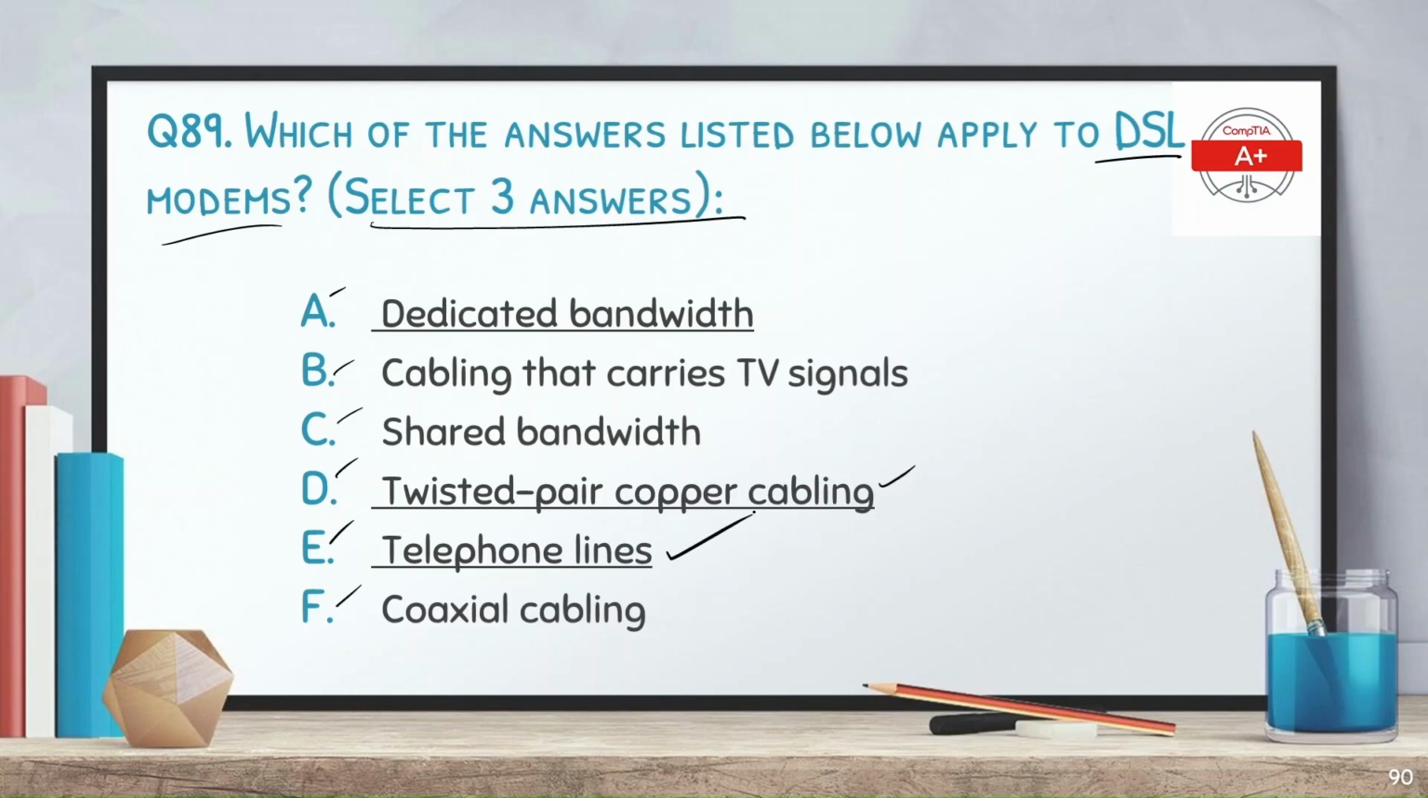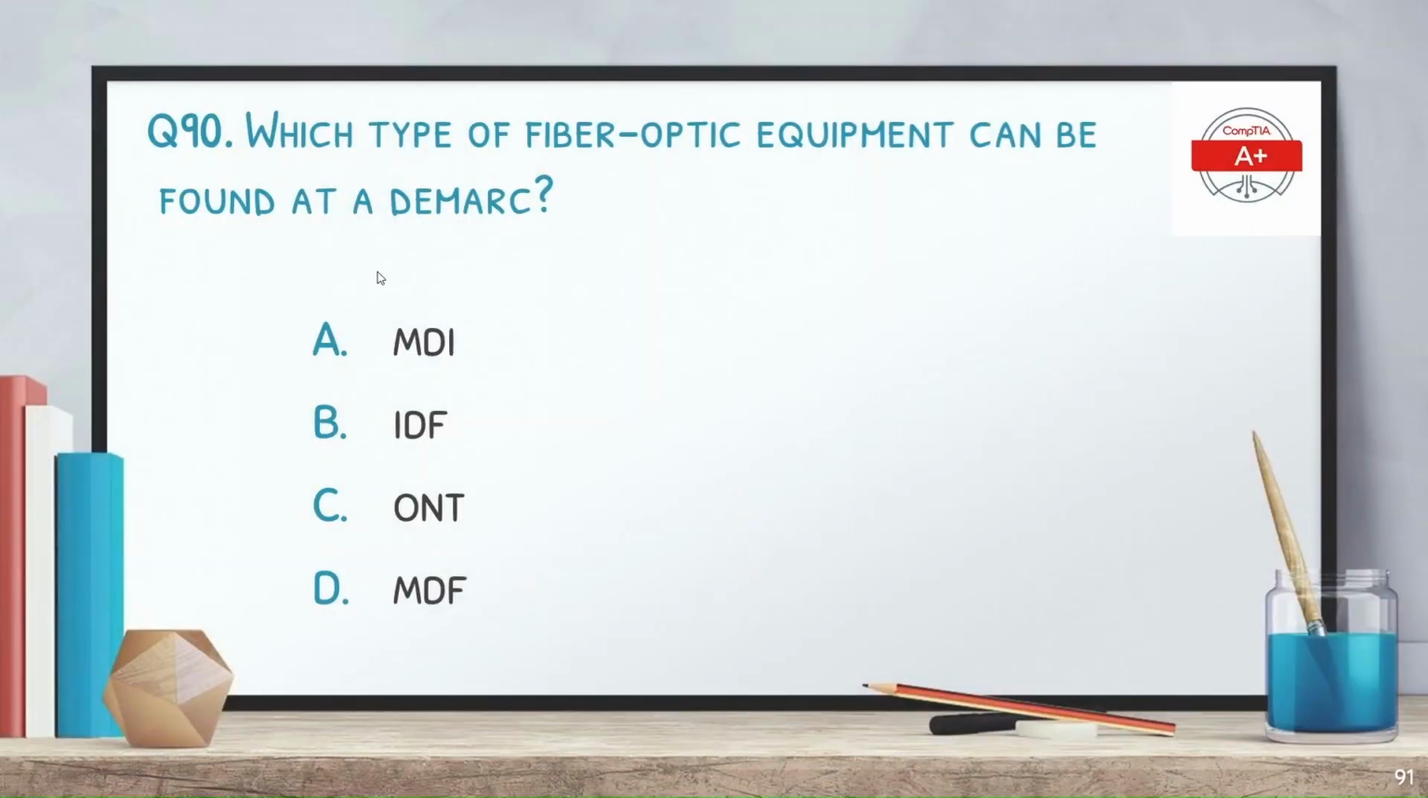Question number 90 is that which of the fiber optic equipment can be found at a DMARC? And the options are A, MDI, B, IDF, C, ONT, and D, MDF. And the correct option is ONT.